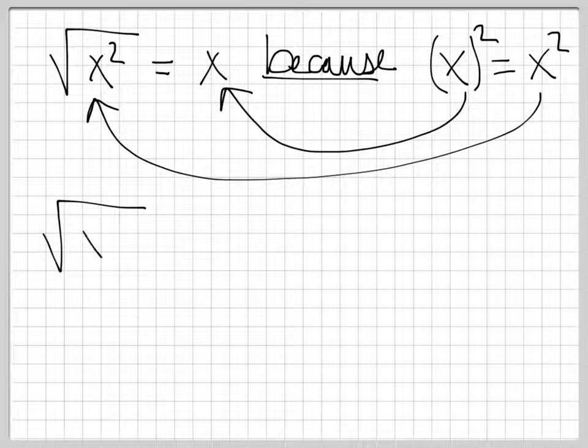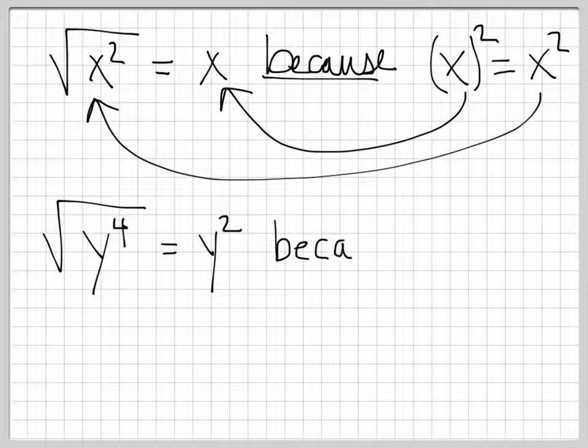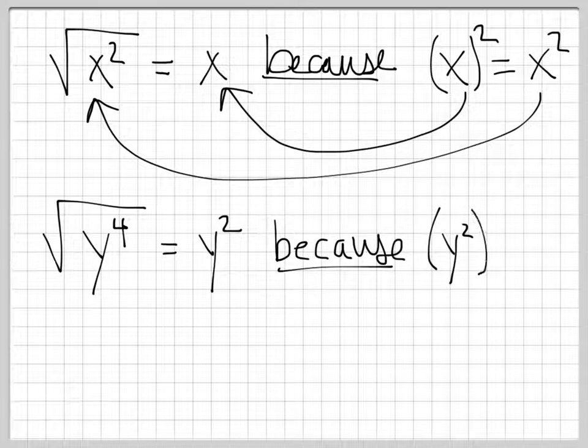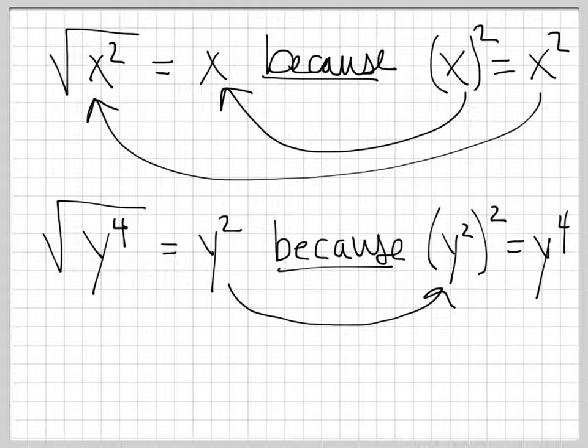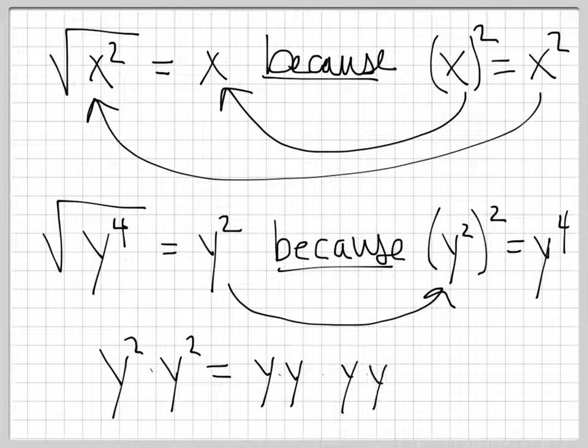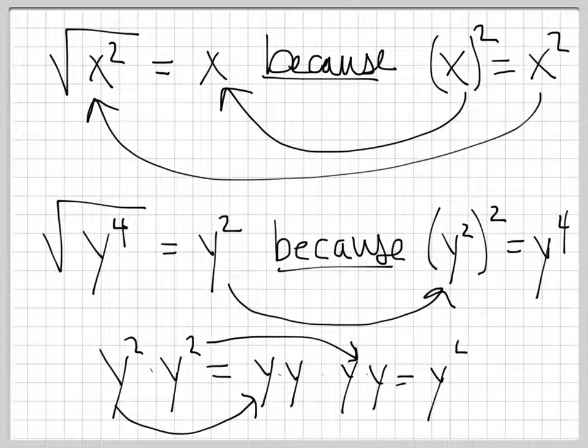How about the square root of y to the 4th? Well, that's going to be y squared because, now here's where we have to be good, y squared squared, right, that's that, is y to the 4th. And let's convince ourselves y squared squared is y squared times y squared, which is y times y times y times y, right? Y squared is y times y. And since there's 4 y's, we get y to the 4th.